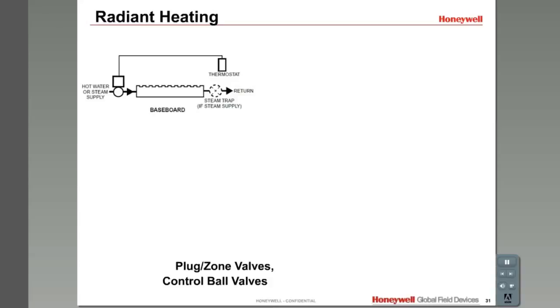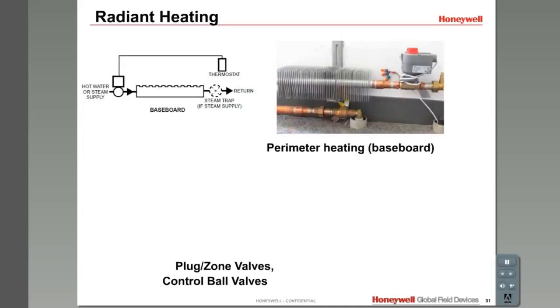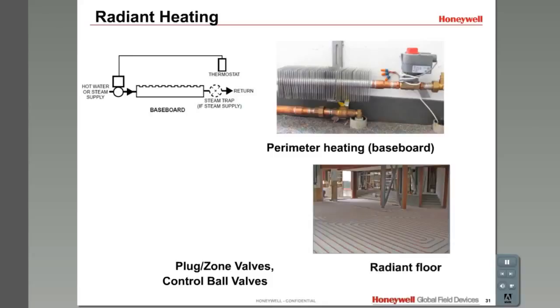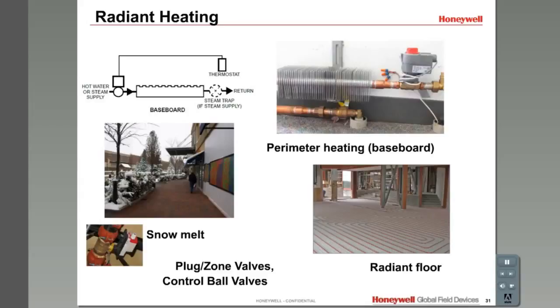Next, I will talk about radiant heating. A common type is baseboard heating that has been used in homes for many years. In commercial applications, it is often referred to as perimeter heating. It is hot water that flows through a pipe with fins that warms the air with radiant and convective heat. Radiant floor is similar, but the pipes run under the floor, and the heat radiates up from the floor to the entire area. Snow melt is similar, but outdoors. It warms sidewalks and driveways to be clear of snow.